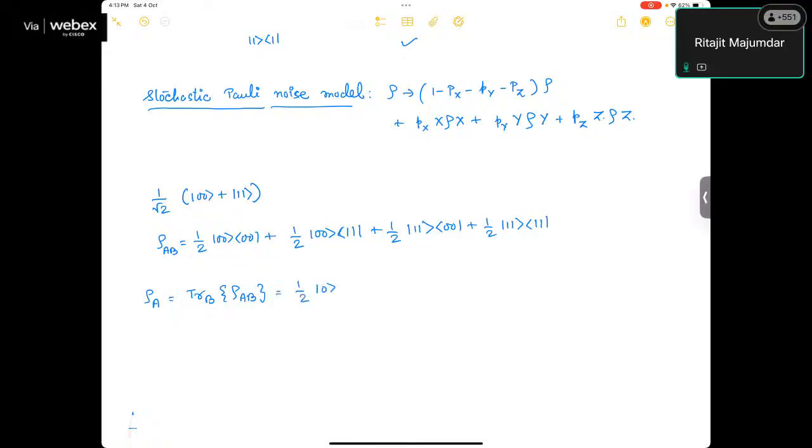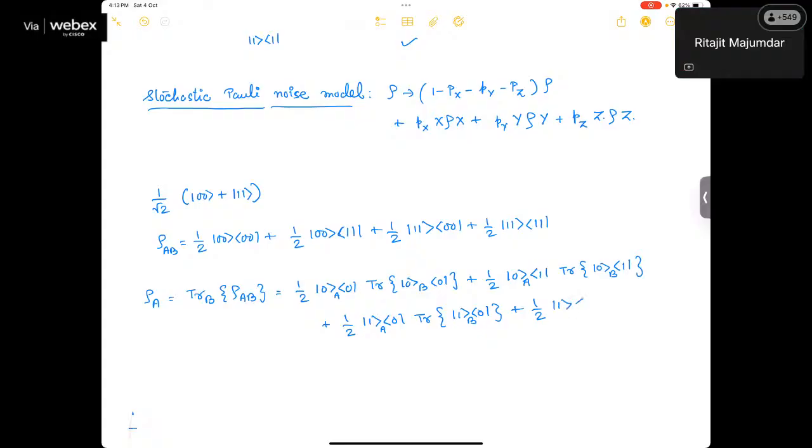That is given like this: you have the Alice part and the Bob part, plus half |0><1| Alice part trace over |0><1| Bob part, plus half |1><0| Alice part trace over |1><0| Bob part, plus half |1><1| Alice part trace over |1><1| Bob part. Now, what is trace? We know trace is cyclic. So trace of AB is equal to trace of BA. This we know, that trace is cyclic. So I can just use this information.